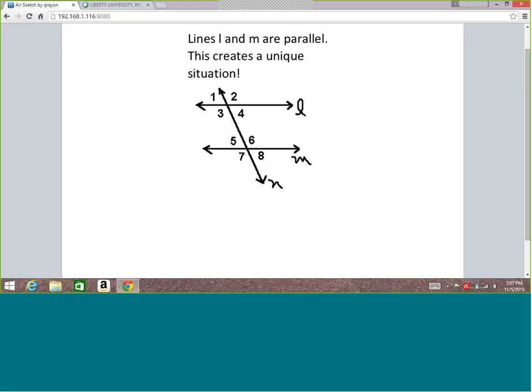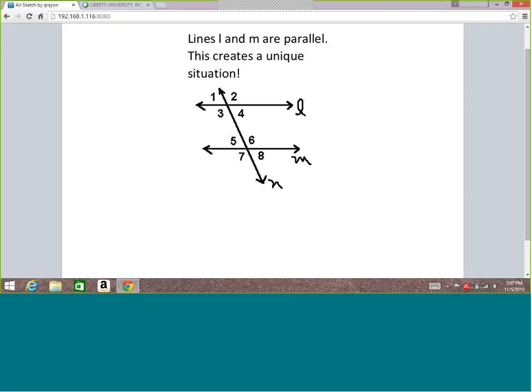relationship between angles. Let's say we have this situation where lines L and M are parallel to each other. And then we have this other line N that is crossing over both of those parallel lines. We actually then have 8 angles formed because we have 2 pairs of intersecting lines. But since lines L and M are parallel to each other, it creates a whole other unique situation. So let's use our vertical angle scenario to help us out here.